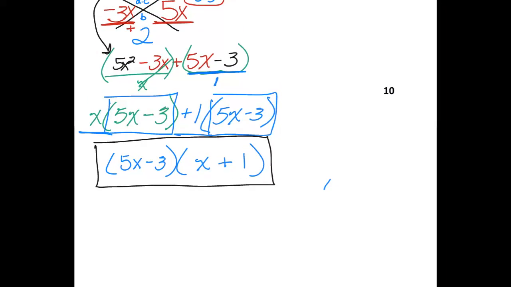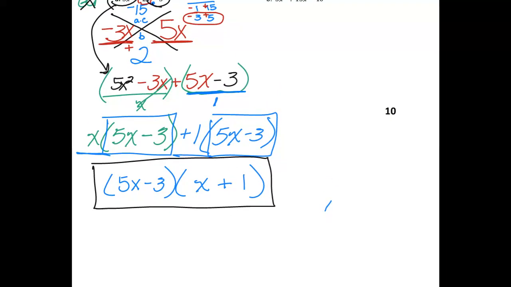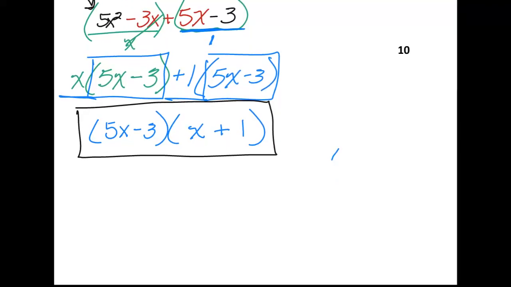How could I check and see if this is really correct? What could I do? What does this tell you to do as you look at it? Yeah, to multiply. You could do double distributive, or you could do the box method, right? 5x times x. You don't have to do this, but I'm just showing you. 5x squared, 5x times 1 is plus 5x. Underneath, negative 3 times x minus 3x. Negative 3 times 1 minus 3.